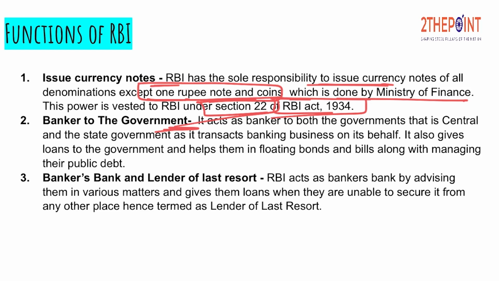The transactions here refer to, let's suppose the state government wants to raise a loan or wants to issue a bond for some developmental purpose, everything is done via RBI. RBI is the one who will issue bonds on behalf of the central and the state governments. So by virtue of this, RBI is banker to the government.